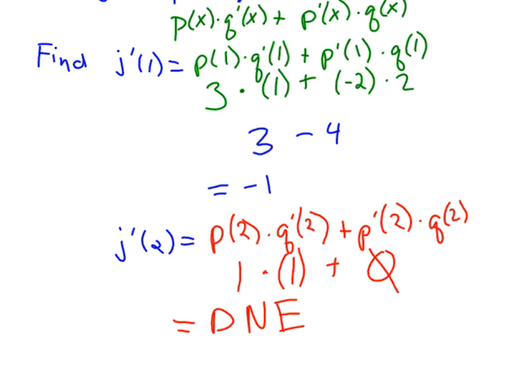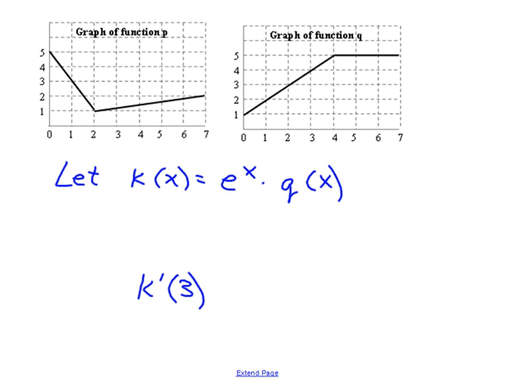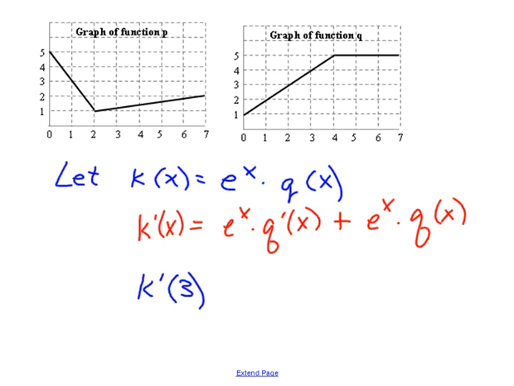All right, let's try another one. Now my function is e to the x times q of x. So again, I'm going to write my product rule out. It's the first function times the derivative of the second function, added to the derivative of the first function times the second function. And if I want to figure out what k prime at 3 is, everywhere there's an x, I stick a 3. So e cubed, q prime of 3, plus e cubed, q of 3. I'm sorry, I said g, I meant q.